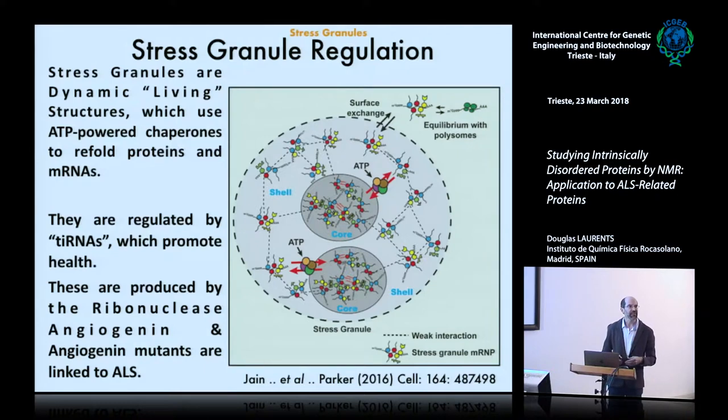The stress granules are not membrane bound. They're not a membrane bound vesicle, they're a membraneless vesicle. So they're a very dynamic structure, like a living structure. And they can be shaped by ATP powered chaperones to refold the proteins or to change the structure of the RNAs. They are regulated by a special kind of RNA which seems to promote health. These RNAs are produced by the ribonuclease angiogenin, and it's known that angiogenin mutants are also linked to ALS.